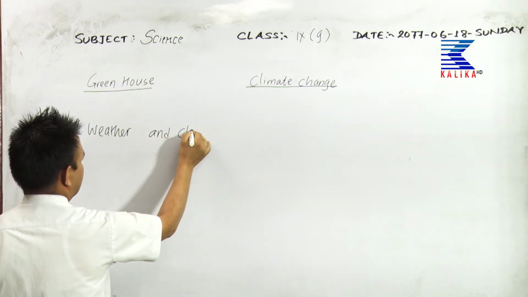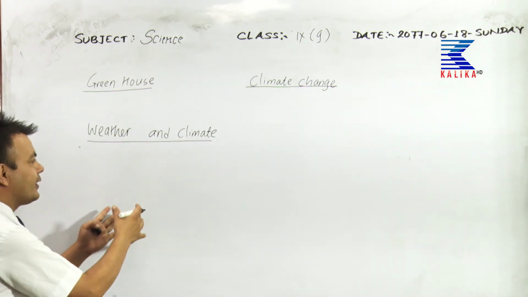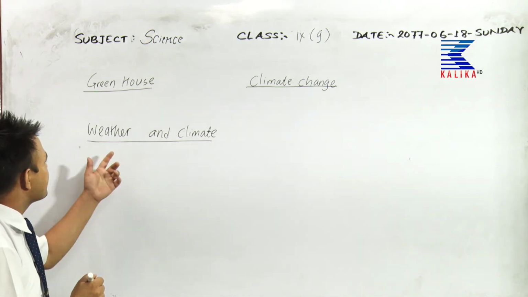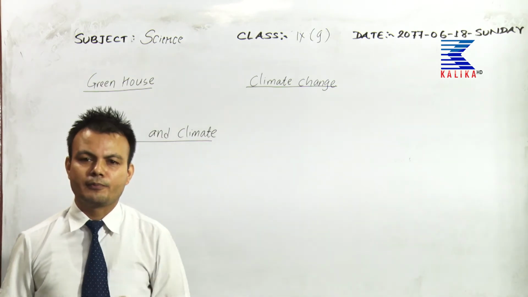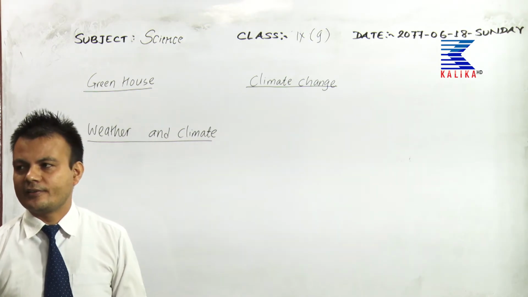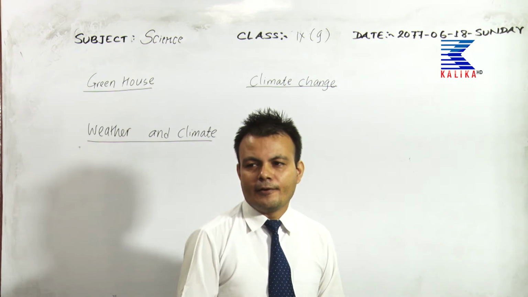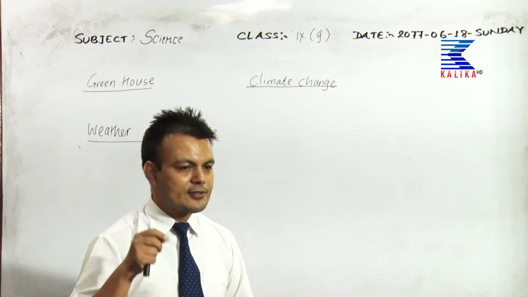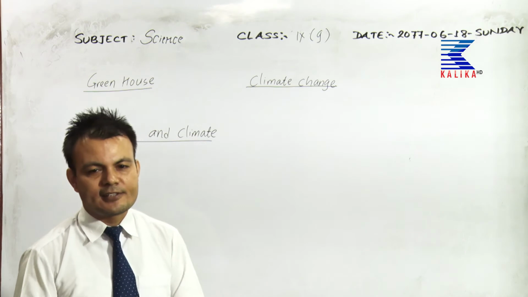Weather and climate, the similar things, but not the same thing. Weather talks about meteorological conditions of a place at that moment, such as it's raining outside. That's a weather. The sun is shining outside. It's windy outside. Oh, it's frozen cold outside. So that's the weather.